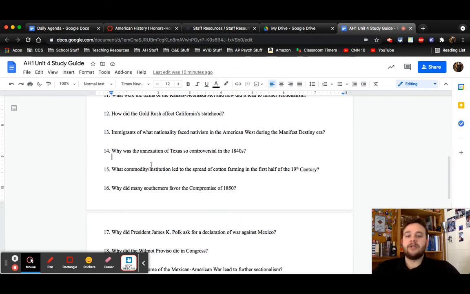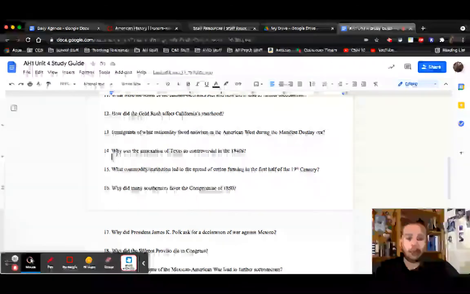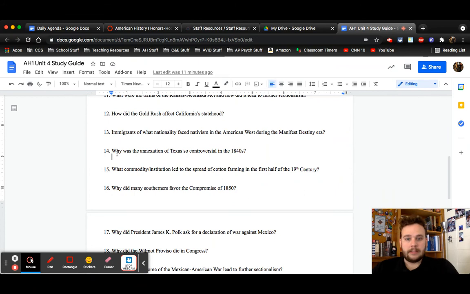14, why was annexation of Texas so controversial in the 40s? Because, remember, Texas won their independence from Mexico. They wanted to become a U.S. state. They wanted to be annexed, to be brought into the country. And if they were going to do so, that would lead to another big slave state coming into the Union. That would upset the slave state, free state balance. That's why it was very controversial. The North saw this as a slave state conspiracy to get more congressional power, which it kind of was.